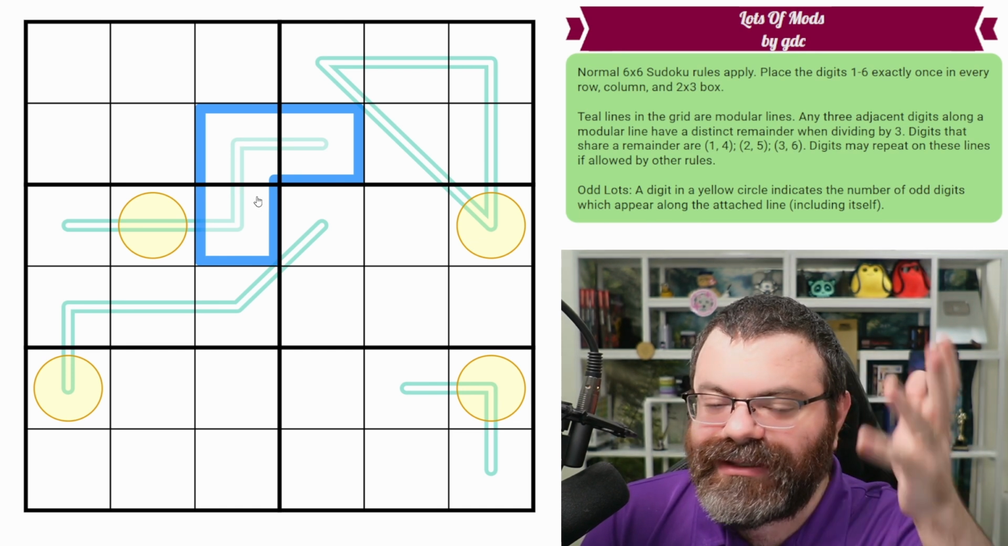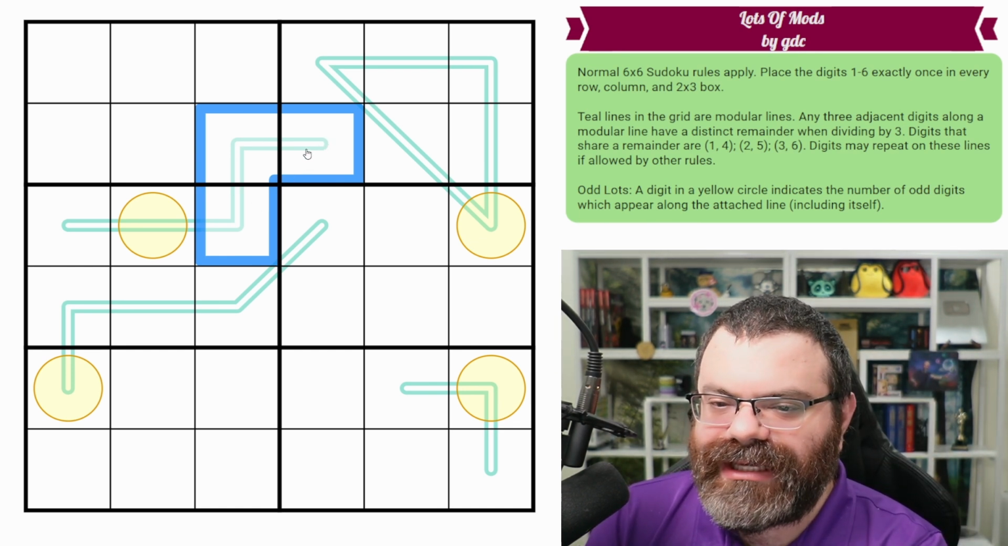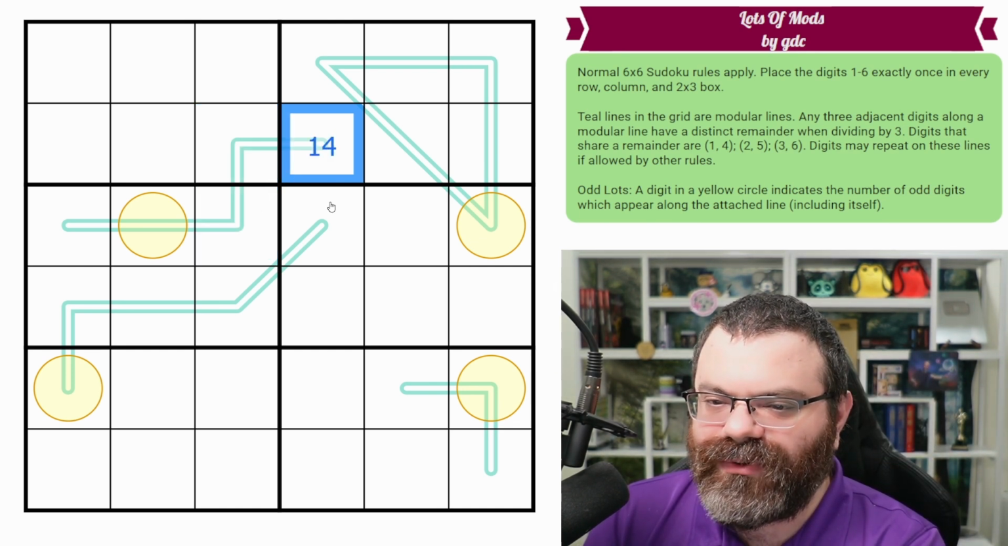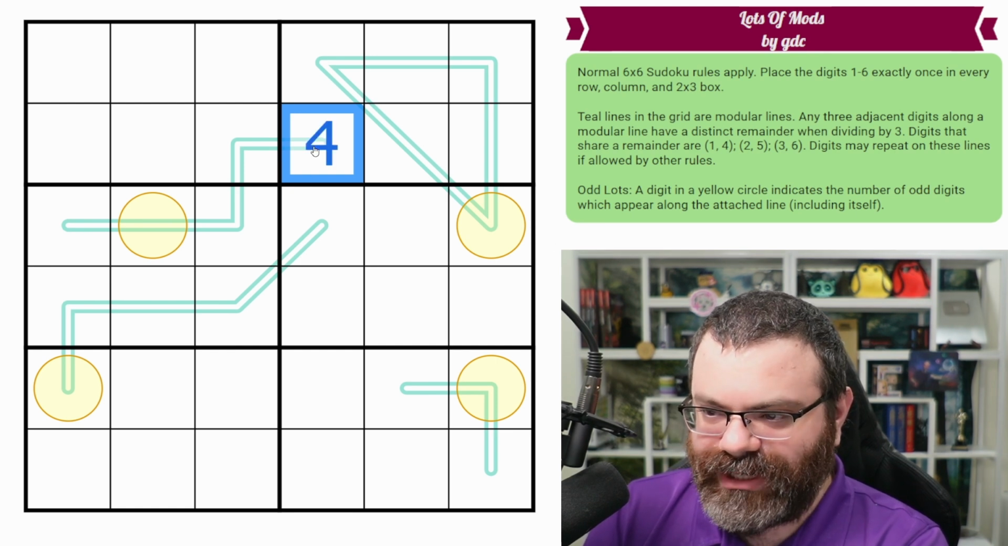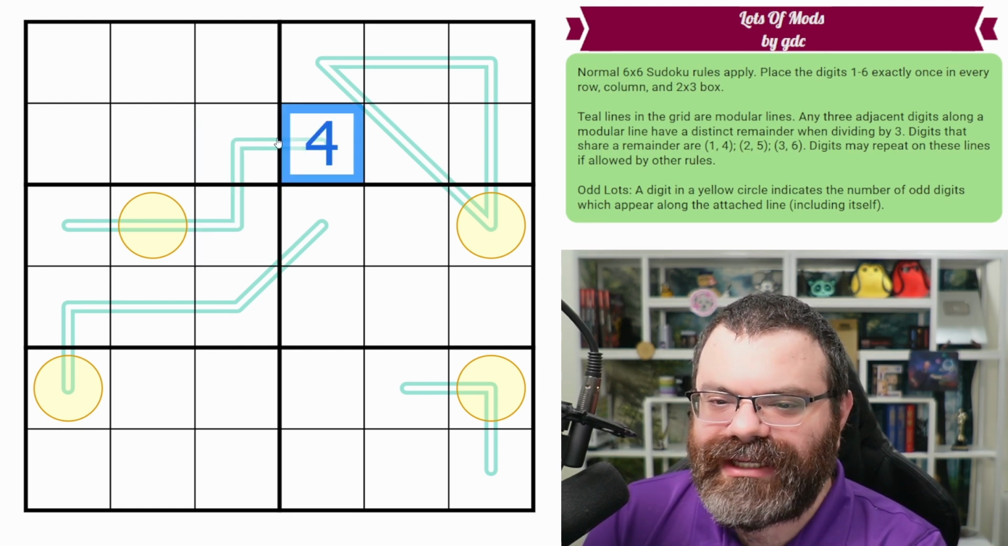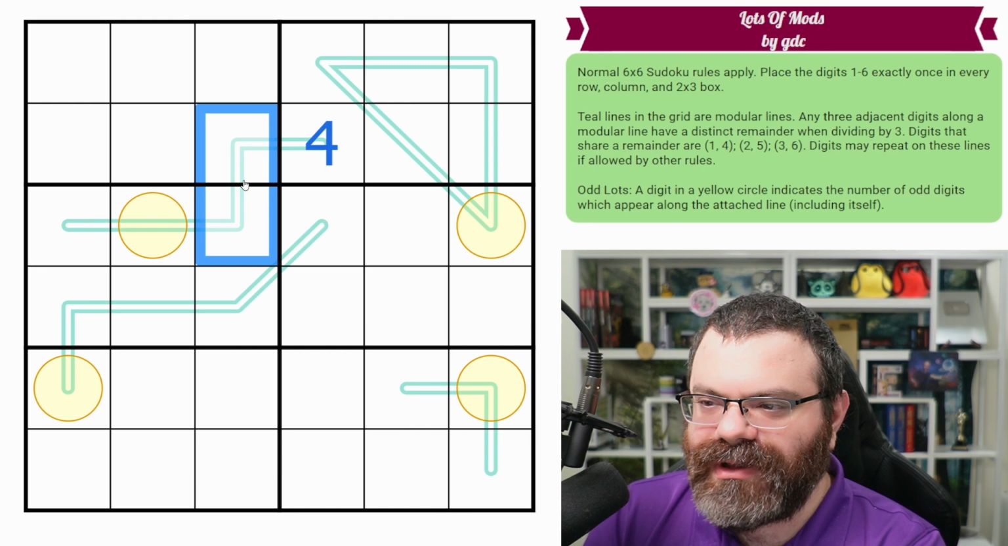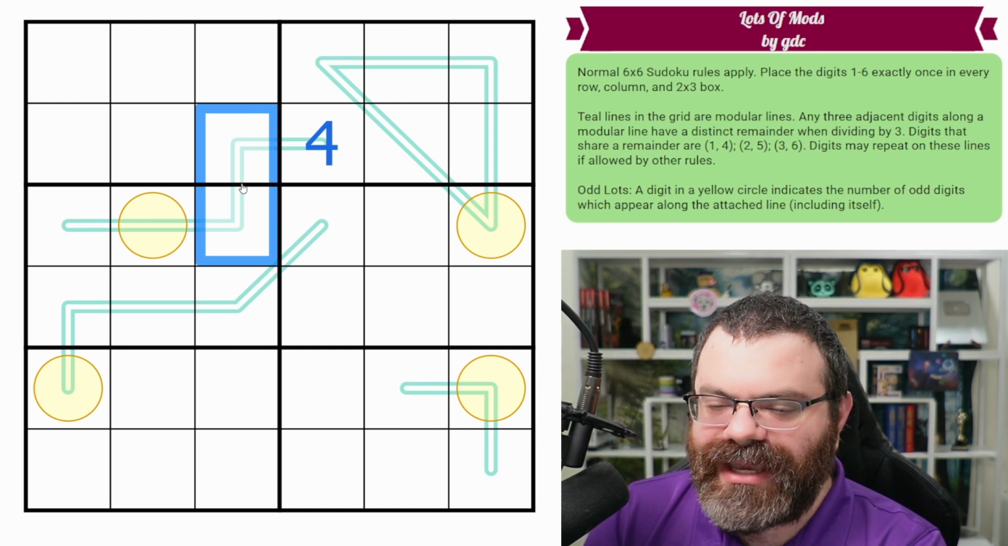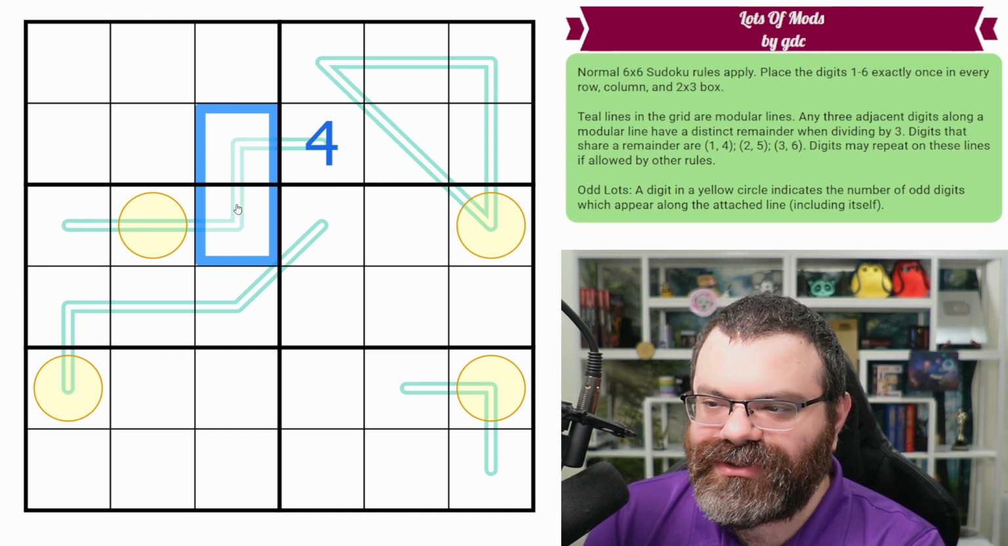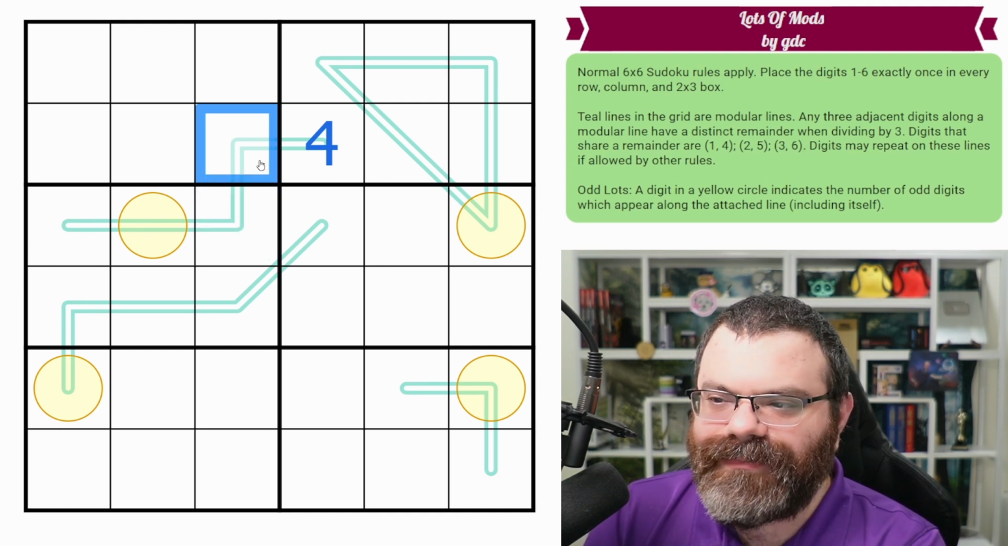So we need a number that when divided by 3 gives us a 1. So a 1 or a 4. Let's say we have a 4 here. Now I'm not allowed to put a 1 in these 2 cells or a 4 because it would have the same remainder, right? When dividing by 3. So I need to put a 2, 3, 5, or 6 here. So let's say I put a 5 here.